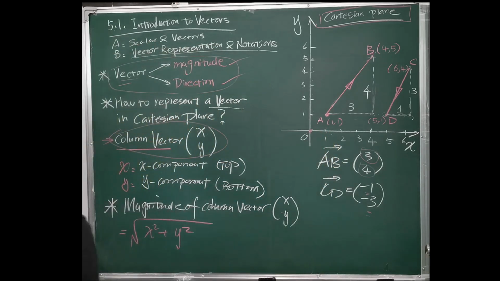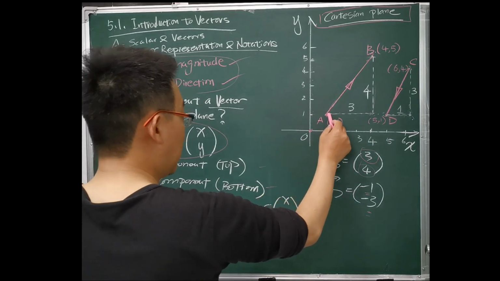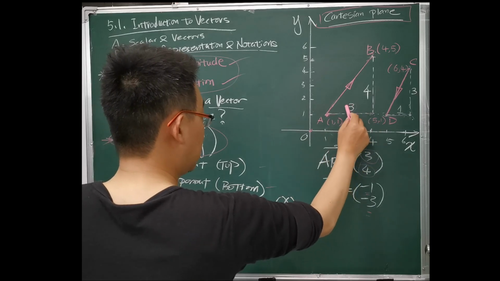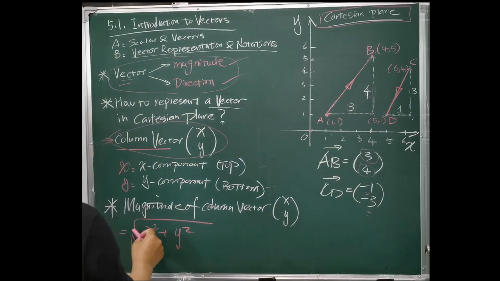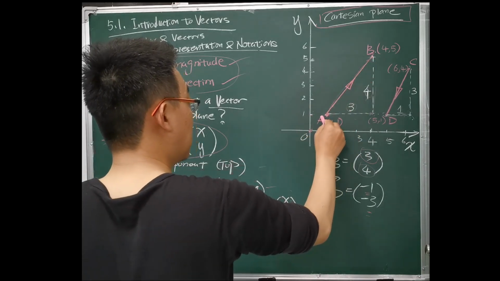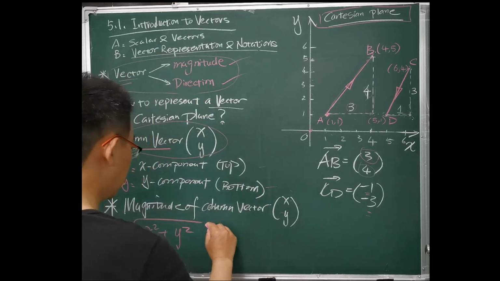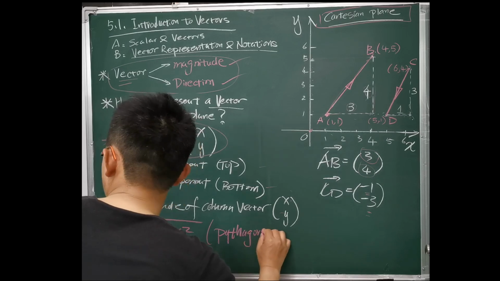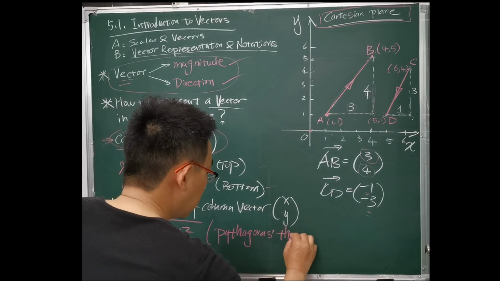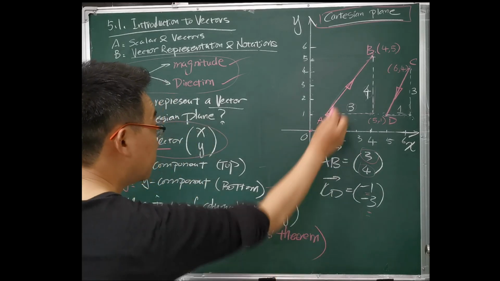Okay, and then when we calculate the magnitudes of the column vectors, let's say for example we have x and y, moving to the right 3 units and 4 units up. How do we calculate this line? Right? Let me use this. We have this thing.